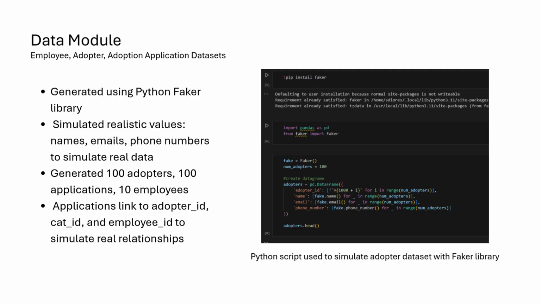For the other parts of our system, like employees, adopters, and applications, we used the Faker library in Python to generate realistic data. This included names, emails, and even randomized dates for application submissions and reviews. We also made sure the data matched our ER diagram, like ensuring every adoption application is linked to a real cat, adopter, and employee. This helped us simulate a functional and realistic adoption system while keeping the data fully synthetic.